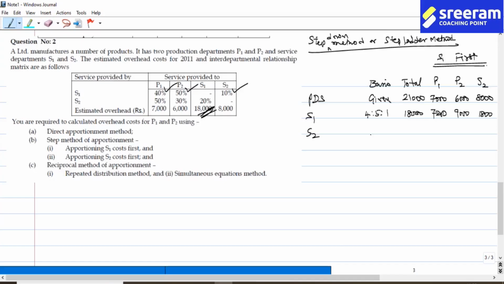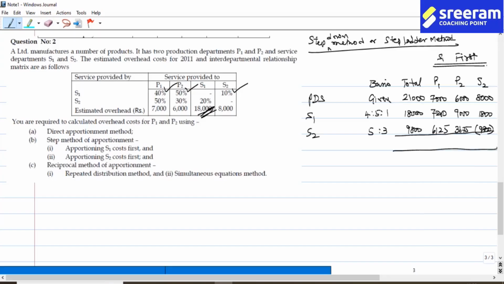Then S2. When I do this S2, then it is between P1 and P2 in the ratio of 5:3. So the figure is going to be 9,800. So 9,800 I will distribute between P1 and P2 in the ratio of 5:3. 9,800 divided by 8 into 5 is 6,125. This got to be reduced from 9,800, leaving 3,675.